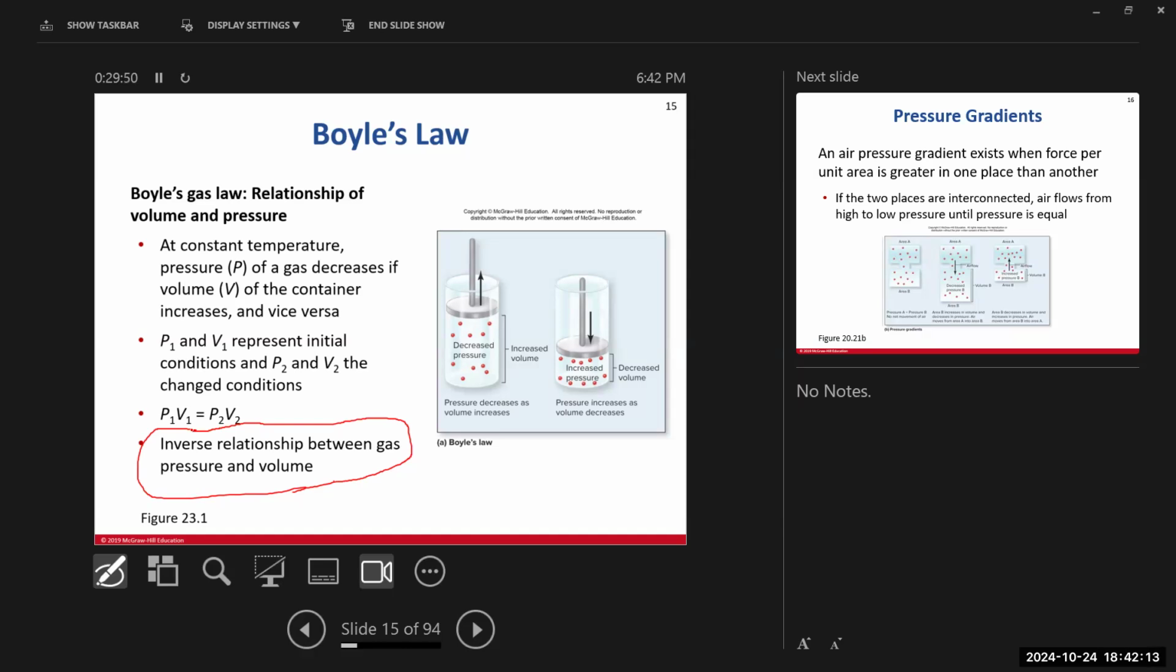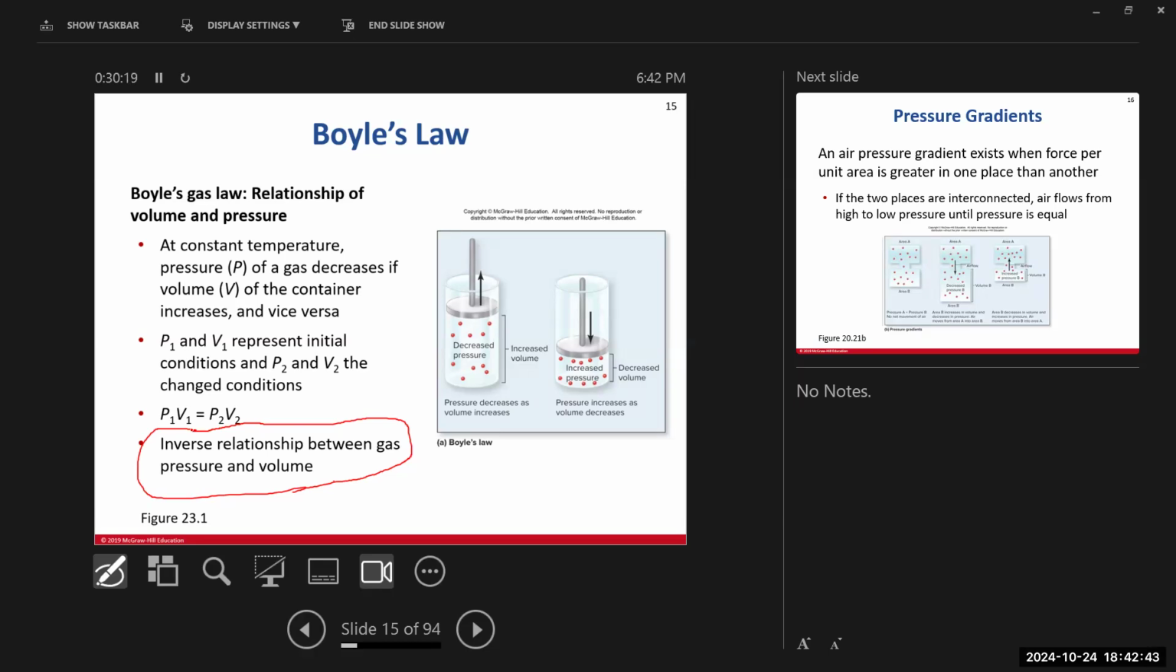You can see here in the picture, when we have an enclosed area and you have an increase in the volume of that space, you see a decrease in the pressure. Now, if we decrease the volume, so we move that plunger down in that picture, we've decreased the volume, and we notice an increase in pressure.